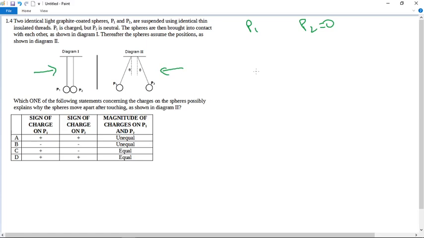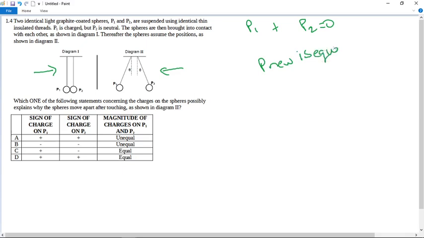Which one of the following statements concerning the charges on the spheres possibly explains why the spheres move apart after touching, as shown in diagram 2? Well, this relies on the law of conservation of charge, which they start teaching you from grade 10. In an isolated system, the net charge is conserved during any physical process. So when we have P1 plus P2 and we touch them and we bring them apart, they will have a new charge that is equal, okay?